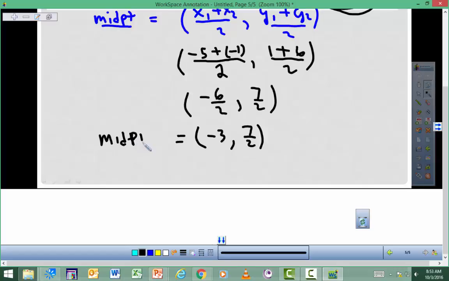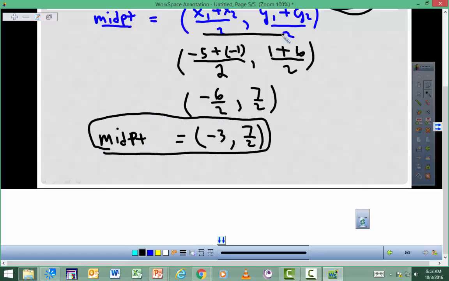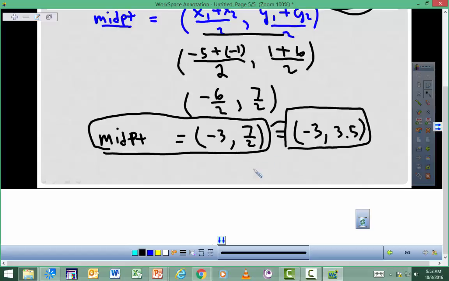The good news is that you don't need graph paper to do this assignment. You don't have to put the points on graph paper. You can just simply use this formula right up here. Some people like to put this in terms of decimals. Well, if you want to do that, that's fine also. 7/2 is the same thing as 3.5, so if you want to write your answer like this, that's fine also. Okay? So basically you're going to be doing a bunch of distance problems and a few midpoint problems on this assignment.